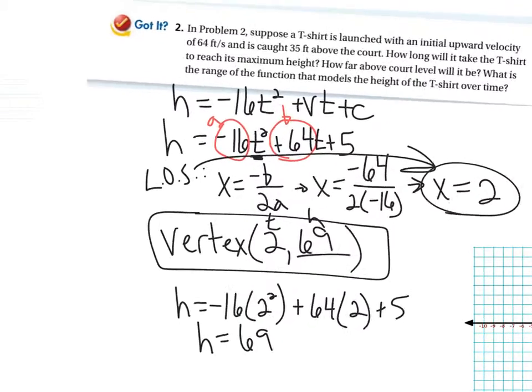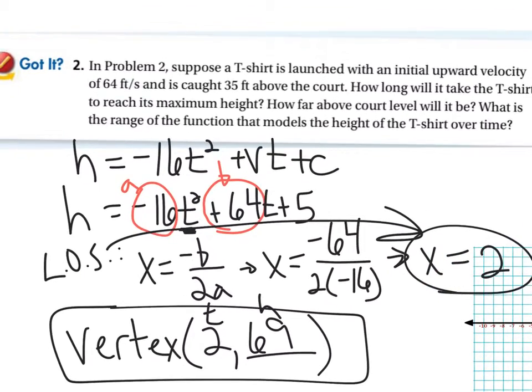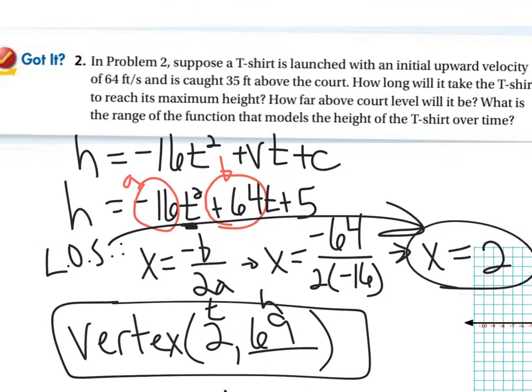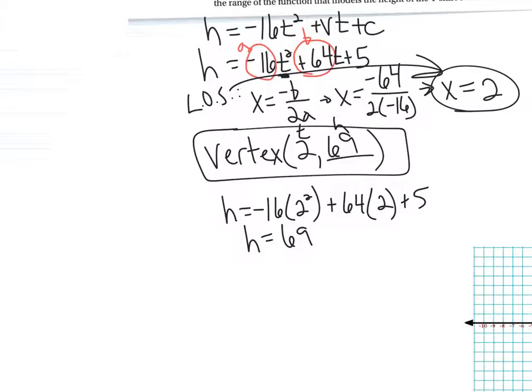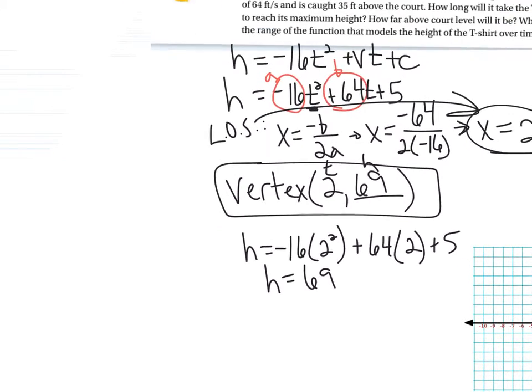So how long will it take to reach the maximum height? That would be 2 seconds. How far above the court level would it be? That would be 69 feet. What is the range of the function? So the range, that's our y values. Think about this again.